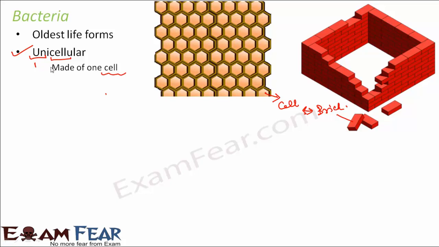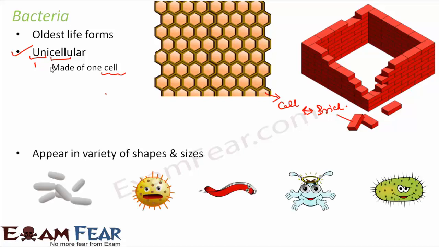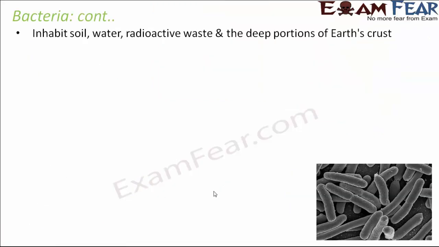So bacteria are unicellular. They appear in a variety of shapes and sizes. So if you look at the shapes of bacteria, some of them are spherical, some of them are cylindrical, as you can see here, some of them are elongated. So a variety of shapes are available in case of bacteria. They come in a huge variety of shapes and sizes. So looking at their shape or their size, you cannot tell whether that organism is a bacterium. Now, where do they live?